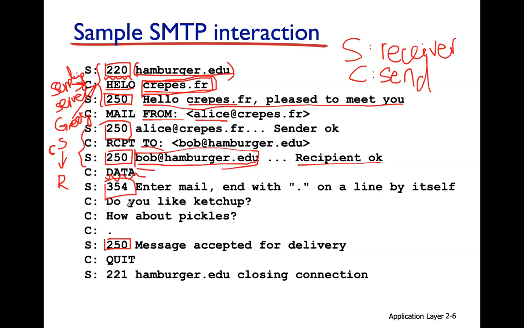So the data is, do you like capture? How about the pickles, whatever? So the data, all those things. And when you finish, you put a small period here. So just one dot is okay. Then message accepted for delivery. And then the sender server will quit.